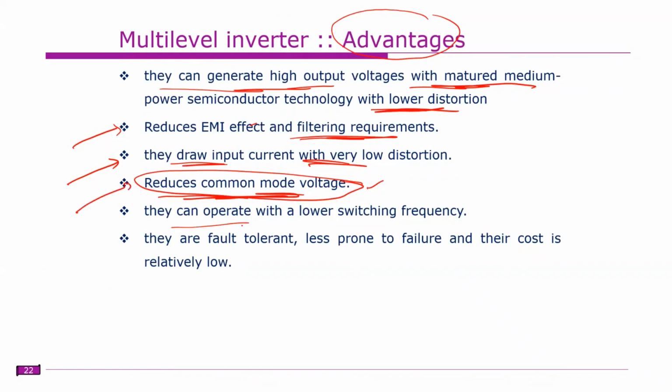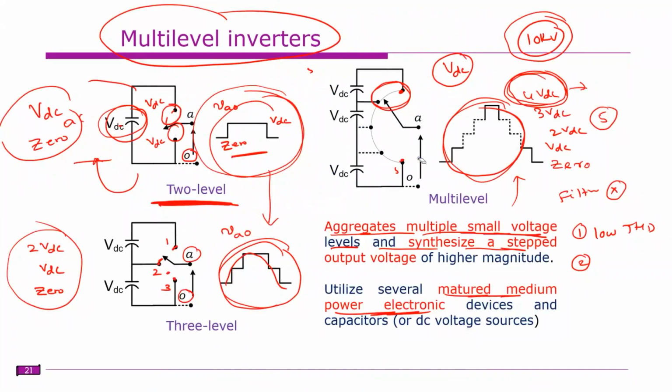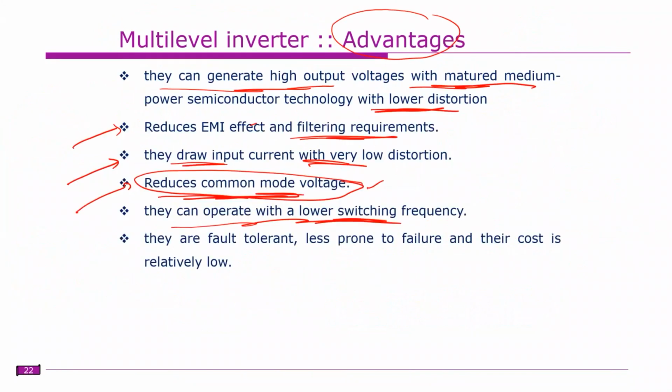Okay, and they can operate with lower switching frequency. In the case of two-level inverters, all the switches are operated at high frequency. In this case, for example, if you want 2 VDC only, this particular switch will be turned on. If you want only VDC, this particular switch is turned on. So the switching instants, whatever the frequency is, can be shared between the switches.